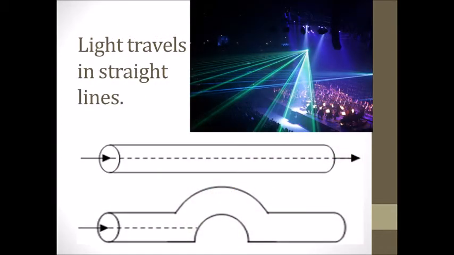Also, light travels in straight lines. As you can see in this picture, it travels only in straight lines. And in this one, we have two tubes. One is straight and the other one has a curve. In this one, the light can get and pass through it. Why? Because it's straight and the light travels in straight lines. While in the other one, the light stops here. Why? Because the light travels only in straight lines. It cannot turn around, so it stops here.